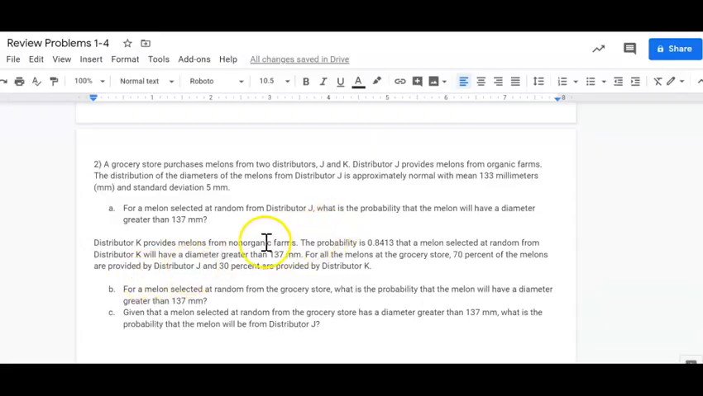Okay, so this one we're going to call the melon problem. A grocery store purchases melons from two distributors, J and K. Distributor J provides melons from organic farms. The distribution of the diameters of the melons from distributor J is approximately normal with mean 133 millimeters and a standard deviation of 5 millimeters.